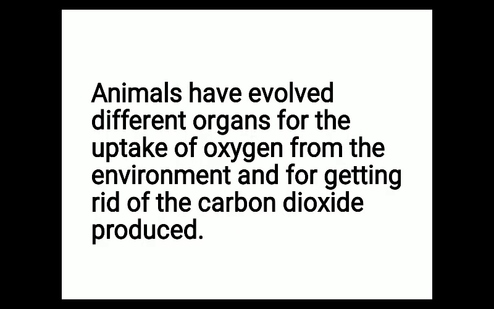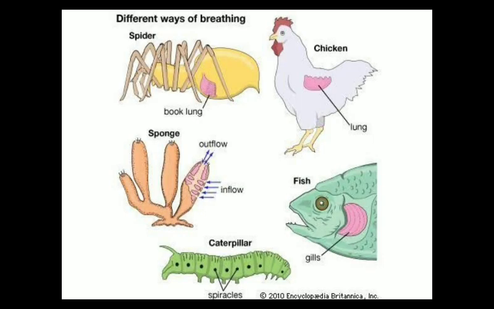Now, animals have evolved different organs for the uptake of oxygen from the environment and for getting rid of the carbon dioxide produced. Now we'll talk about what the different structures present in animals are by which they can perform the exchange of gases. For example, the spider has a structure called book lung which helps in the exchange of gases. The chicken has lungs for the exchange of gases.